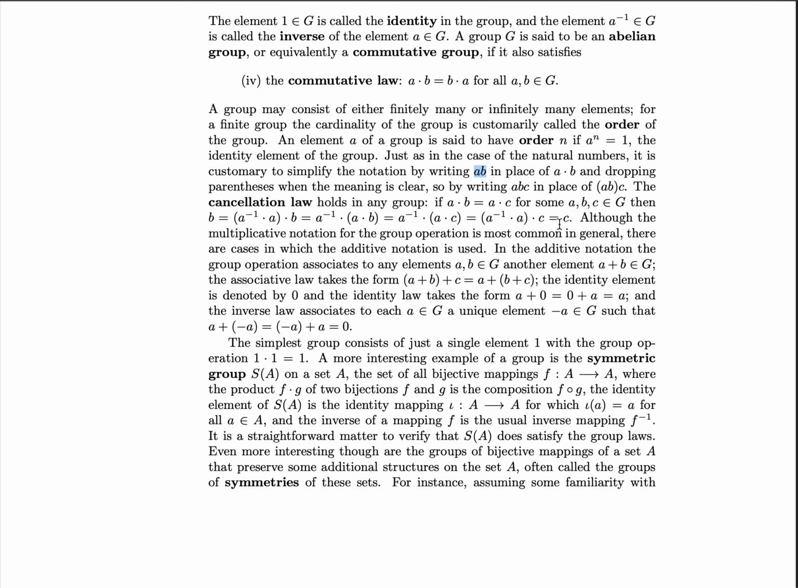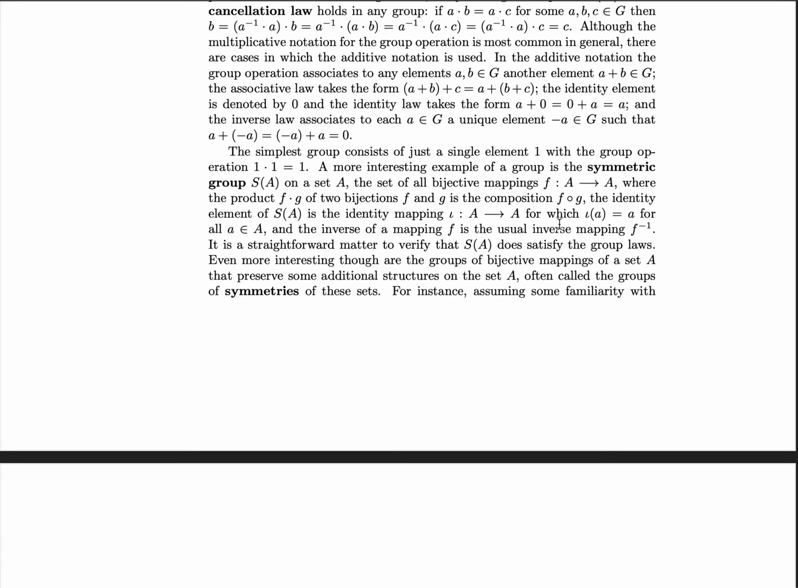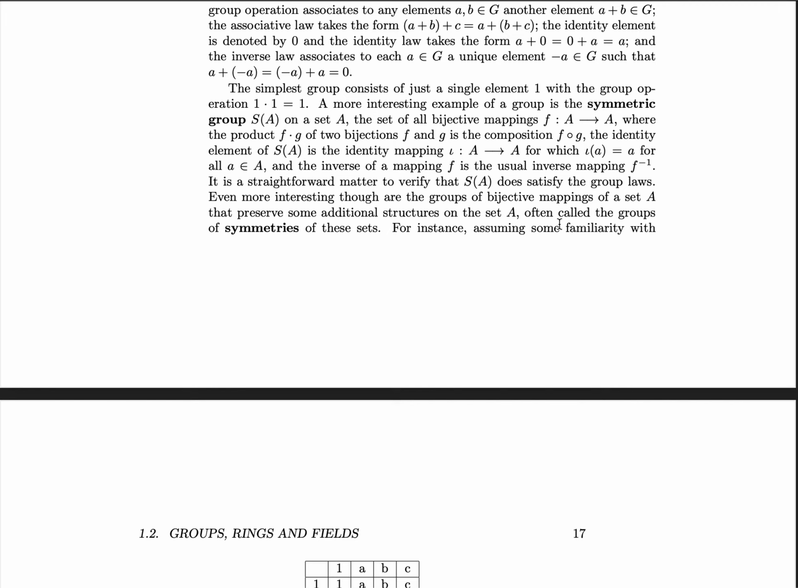Although it's really common to use multiplication notation, there are some cases where additive notation is used instead, and in the additive notation, the group operation is written as A plus B instead of A times B. And we have the exact same laws as before, since we still want it to be a group, just writing the operation slightly differently. The simplest group consists of a single element 1, with the group operation 1 times 1 is 1. This is not really an interesting example, but it does show you the most basic example.